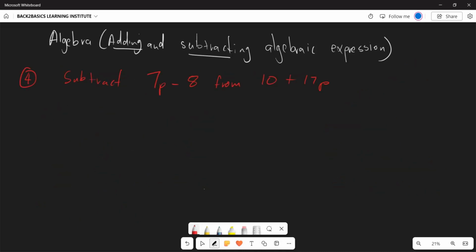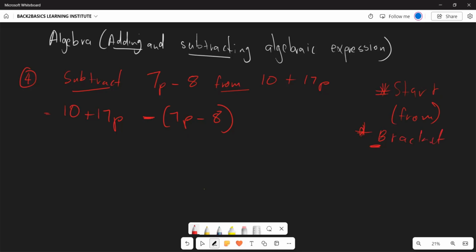Now look, this one they say subtract, which means they want you to take 7p, subtract 8, from 10 plus 17p. Remember what I said again, you start from the word from, right? So this is going to be 10 plus 17p, subtracting what? You are subtracting 7p, subtract 8 altogether. And remember, whatever you are subtracting must be in bracket. And now that you have started from, you work with your bracket.